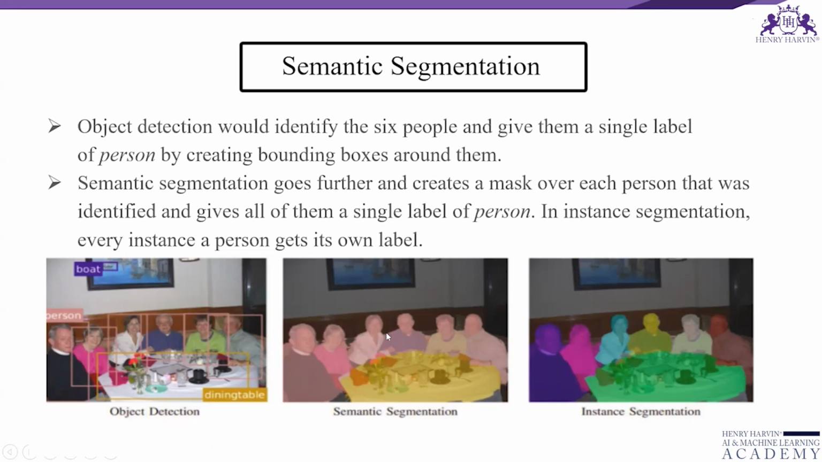In semantic segmentation, it goes further and creates a mask over each person that was identified. It is identifying all the 6 persons and gives all of them a single label of person. In instance segmentation, every instance of a person gets its own label, as we have seen before. Person 1, person 2, person 3, person 4, and so on.